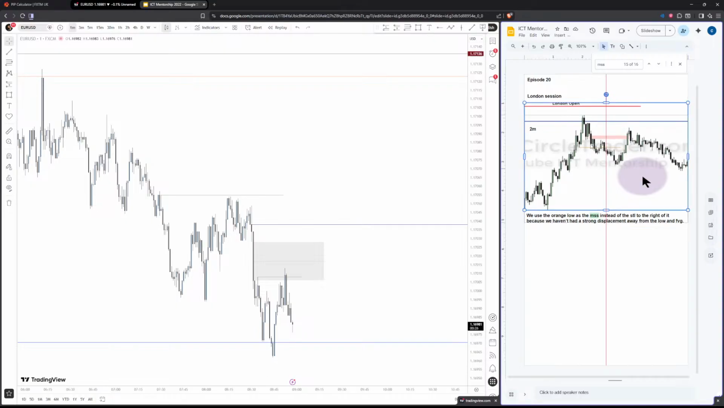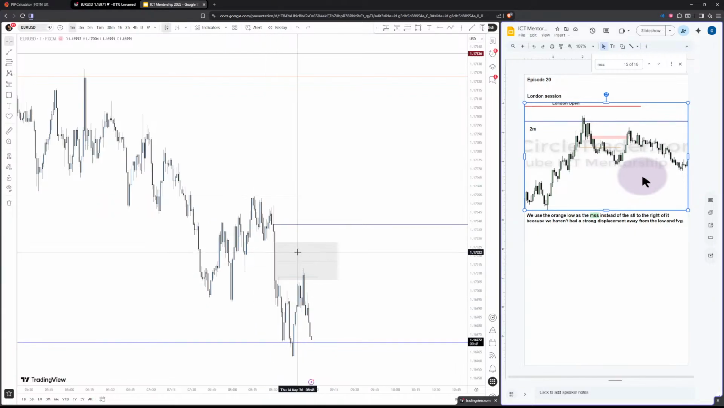So why didn't we use this one? Because there's not a displacement there either. There is 1, 2, 3, but it didn't take it out. So he's doing the thing I'm questioning right here. The other one made more sense because the fair value gap was the displacement, was the market structure shift. Here, the fair value gap isn't directly the thing that takes out the low. It's actually 1, 2, 3, and then the following candle takes out this high right here.